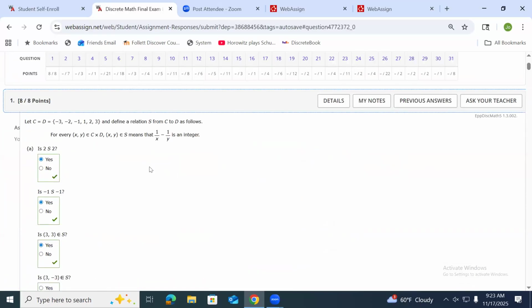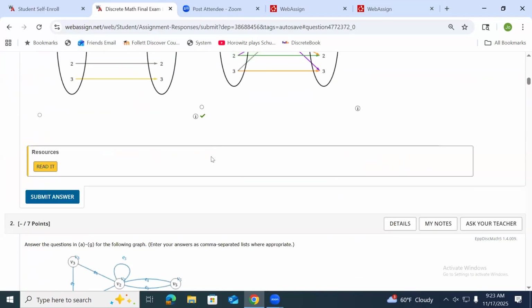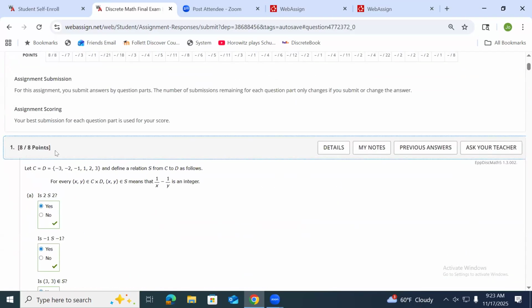Processing it. So we got that one right, that one right, that one right, that one right. We got everything right. So we got 8 points out of 8 on that one. So good work. You ready for question 2?